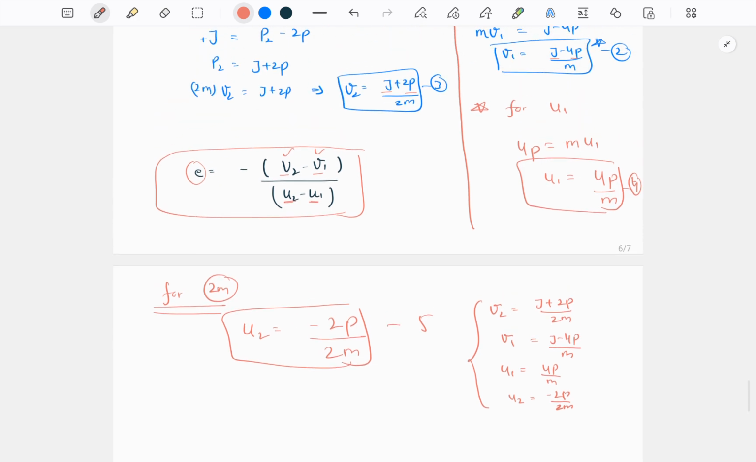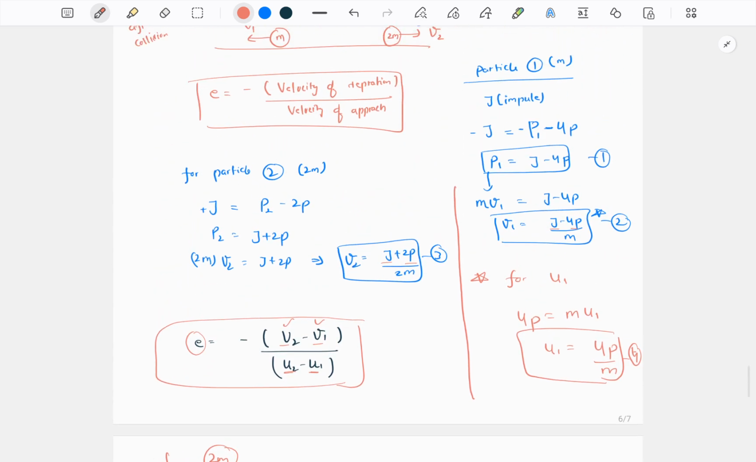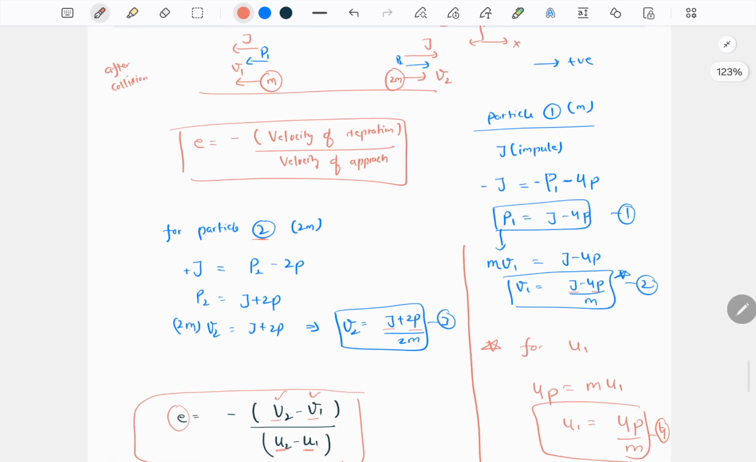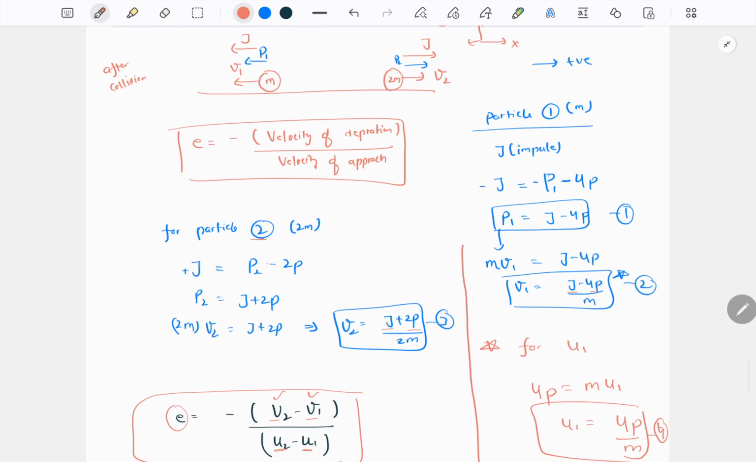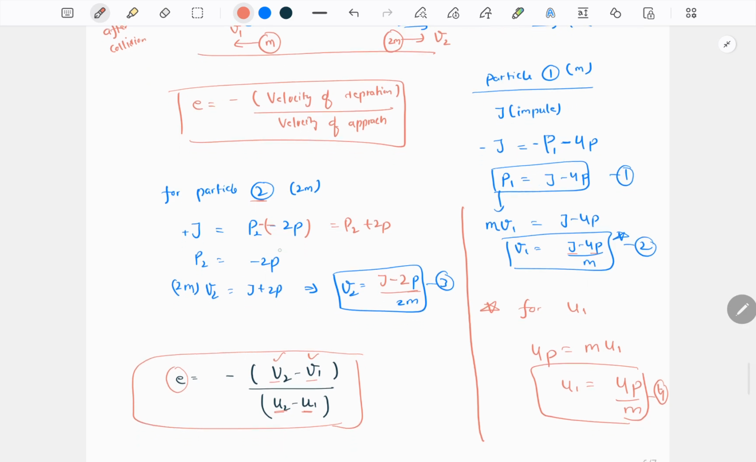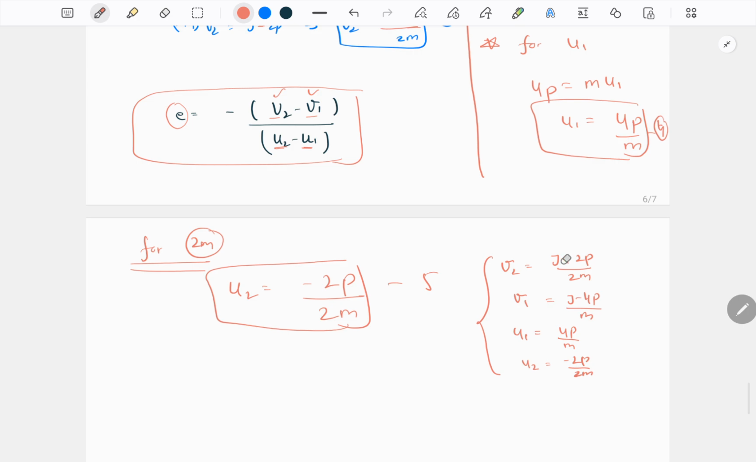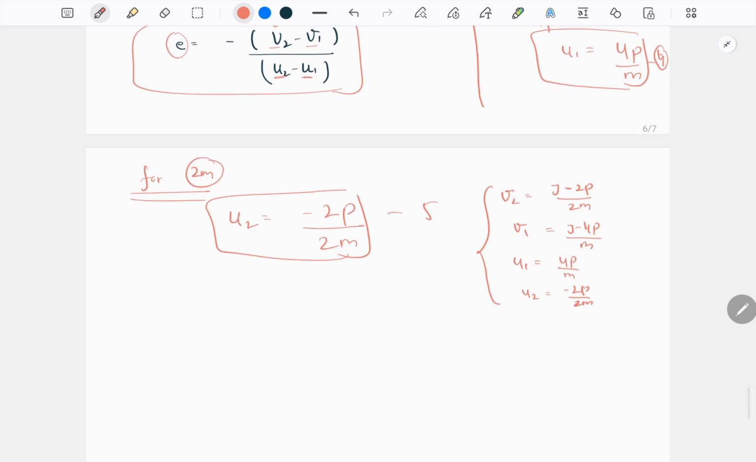Oh, one second, actually there is a small mistake in this sign. For the second particle, the change in impulse will be p2 minus of minus, so minus of minus means it will be p2 plus 2p, so one negative will come. So at the end I can put the value of j minus 2p. Here also I can change it, it will be minus. So now I can put the values to find the coefficient of restitution.